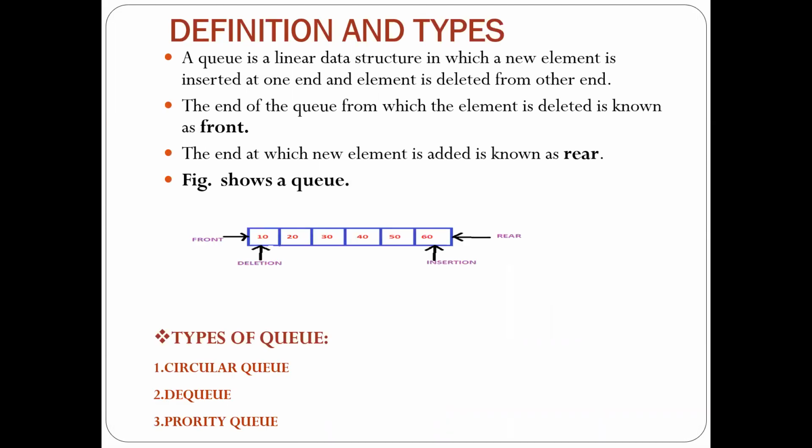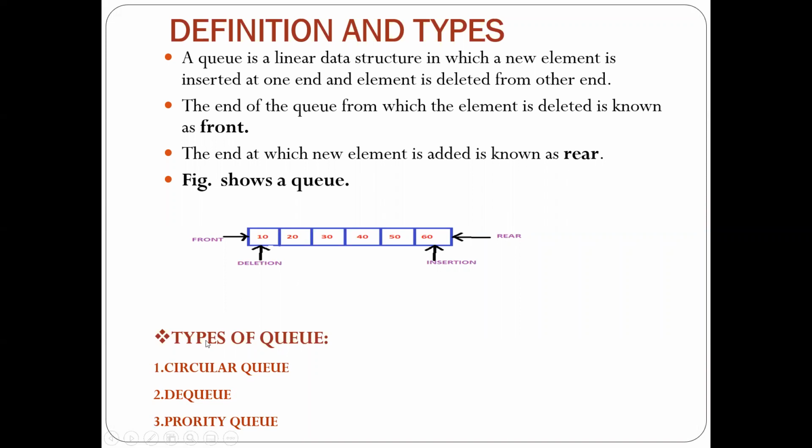So this is the definition of a queue. A queue is a linear data structure in which a new element is inserted at one end and an element is deleted from the other end. The end from which we delete the element is known as the front end, and the end from which we add the element is known as the rear end. This is the sample queue I have shown here. This is the front end from which we delete the element, and this is the rear end from which we add elements into the queue.